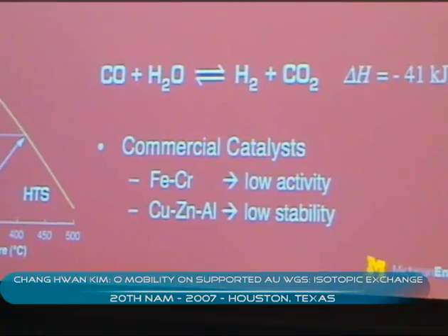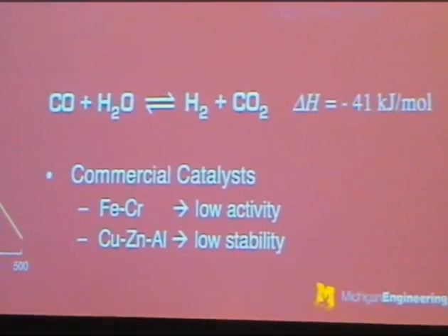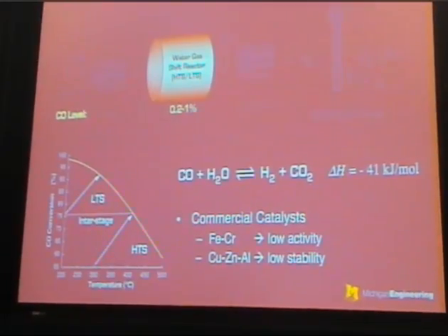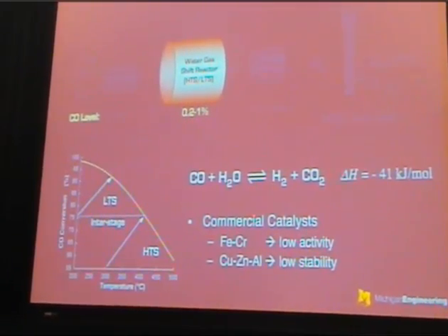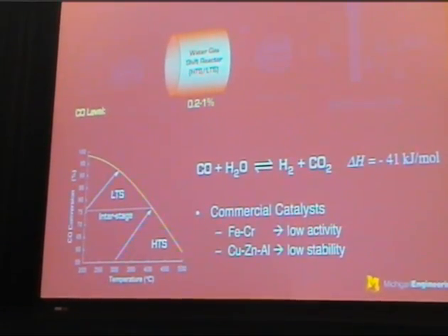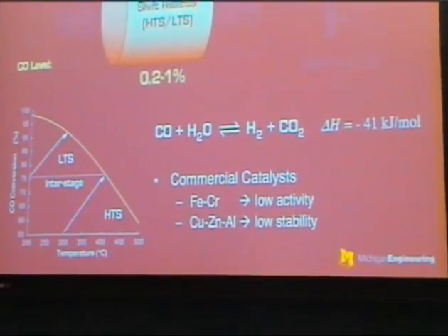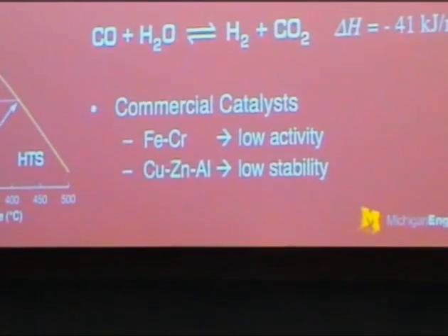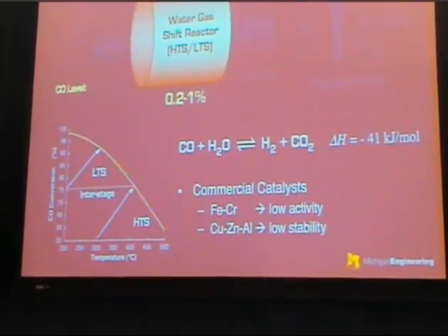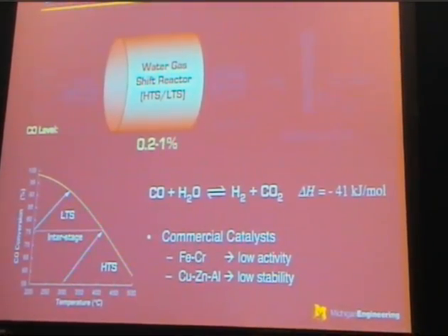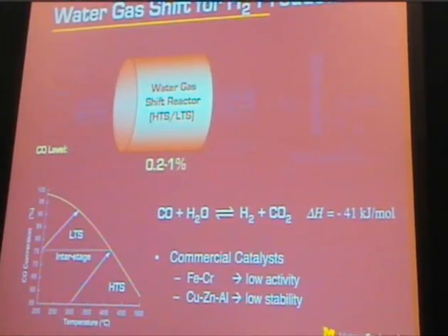Commercially, there are two different stages of reaction, the high temperature shift and the low temperature shift. The iron chromium catalyst has been used for high temperature shift, but it has a lower intrinsic activity. The copper zinc alumina catalyst has been used for low temperature shift, but it has a stability problem during the reaction. These drawbacks cause large volumes of water gas shift reactors in the fuel processor to generate hydrogen. So it is very important to develop a highly active and highly stable catalyst for the water gas shift reaction.